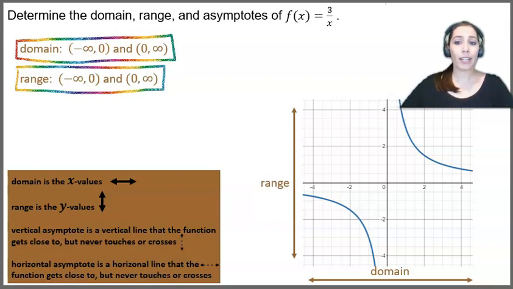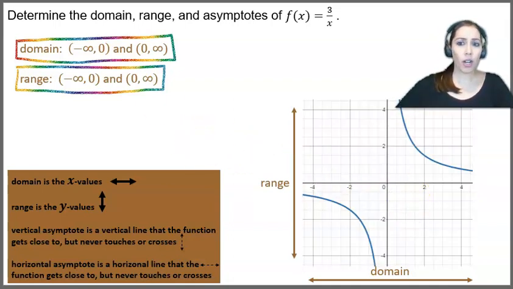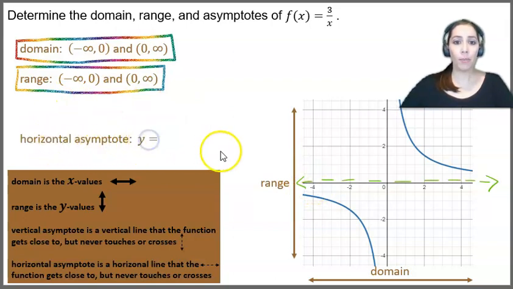So if we were to look at our graph, we can see that I could draw a horizontal asymptote here. Both of these right here, as you can see, this function in quadrant 1 would get close to it, never cross it or touch it, and in quadrant 3 gets close but never touches it. So our horizontal asymptote would be at y equals 0.